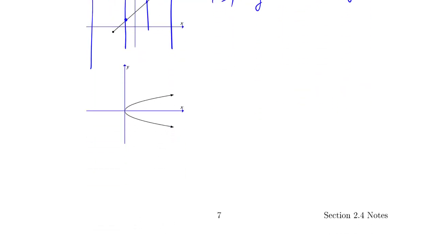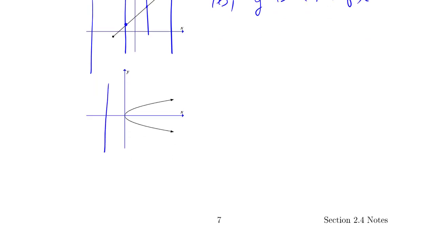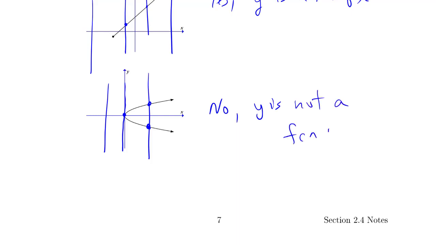All right, in this last one here, notice we have places where we don't hit the graph at all. We have one place along the axis where we'd hit it just once, but then we have lots of places where we hit it more than once, and just having one place where we hit it more than once is enough to say, no, y is not a function of x.